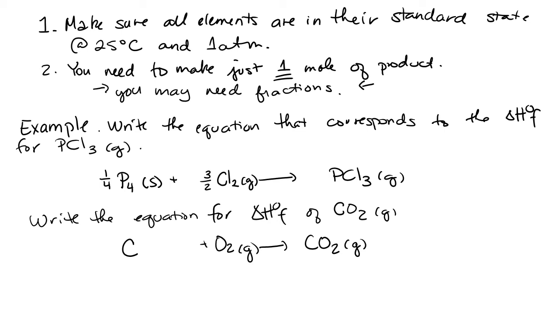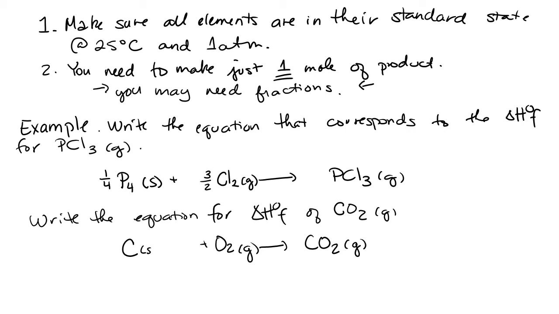Oxygen is a diatomic gas, so I'm going to show that. Carbon is a solid, but carbon is weird. I have 2 allotropes of carbon. Well, technically I have 3, but for right now I have 2. I have carbon solid in graphite form and carbon solid in diamond form.